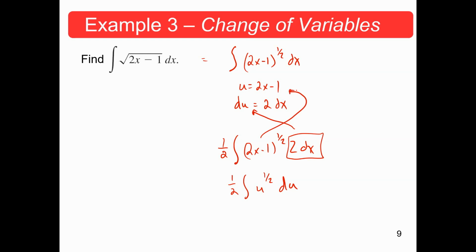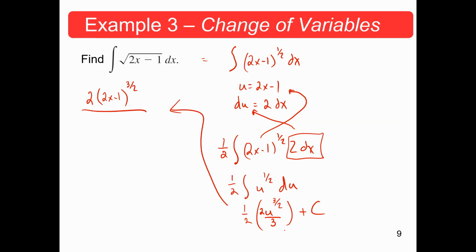2x minus 1, that's u. So we add 1, we get u to the 3/2. We got the 1/2 on the outside. We divide by 3/2, which is the same thing as multiplying by 2/3. Remember, dividing by 3/2 is the same as multiplying by the reciprocal, 2/3. So we wind up with 2u, which is (2x minus 1) to the 3/2 over 3 times 2, which is 6, plus c.